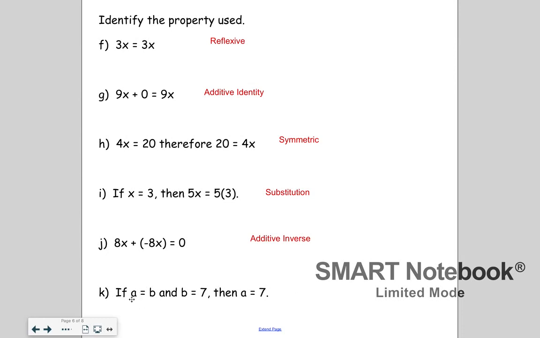The last one down here, if A equals B and B equals 7, then A equals 7. You see that repeat here in the if, that it repeated B twice? It basically kind of took it out in the end. The answer to this one, which I didn't type in for some reason, is transitive. It's on the front page in Properties of Equality, so this is the transitive. Okay, so now you're going to go try and practice some of these.